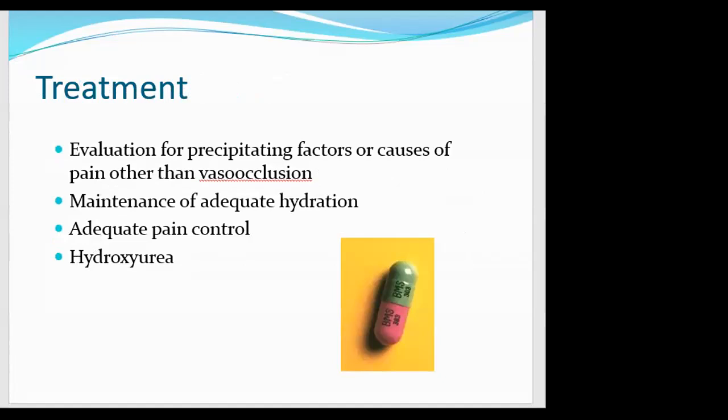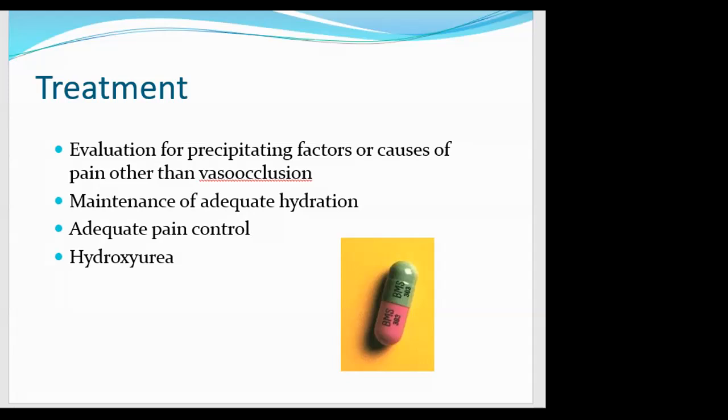Treatment. So we want to evaluate the cause of the pain, okay? Because not all pain is sickle cell pain. So when they come in and a patient has sickle cell disease and they say that their leg's hurting, well, let's not automatically go to, oh, it's a sickle cell crisis in the leg. Let's think of other things it could be. Was the child out running around and fell and hit his leg? You know, was the child wrestling and he bumped his knee? So let's try to rule out other things that could be causing the pain.